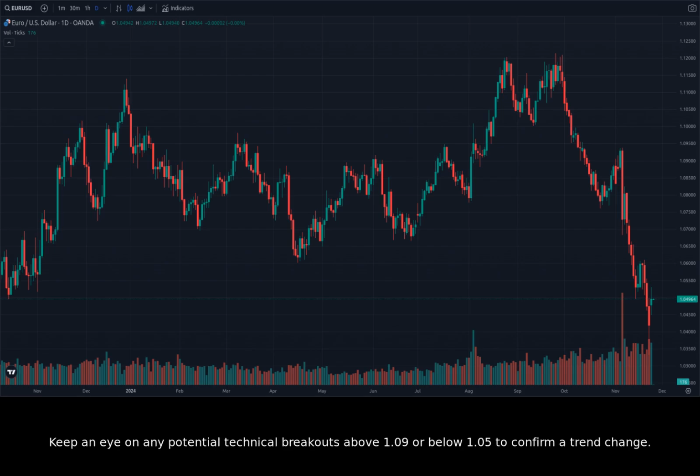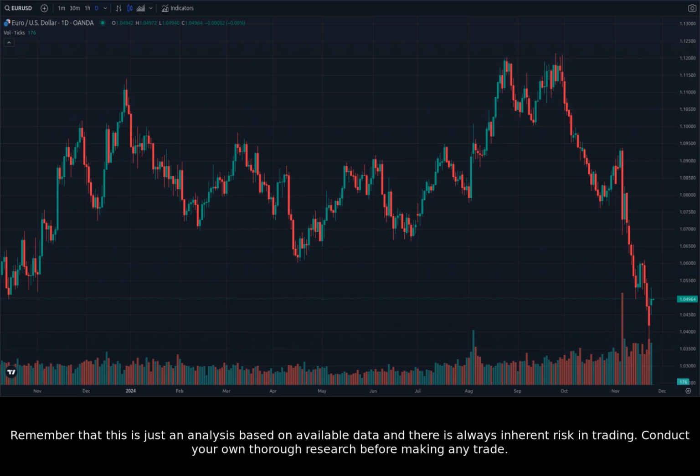Keep an eye on any potential technical breakouts above 1.09 or below 1.05 to confirm a trend change. Remember that this is just an analysis based on available data, and there is always inherent risk in trading. Conduct your own thorough research before making any trade.